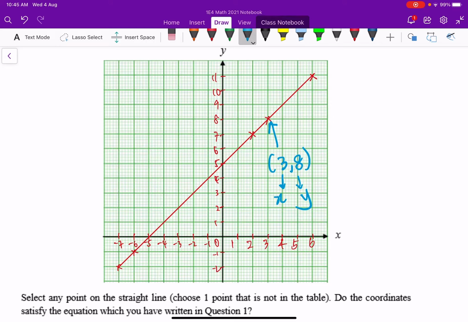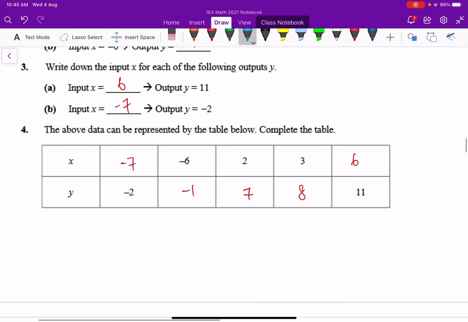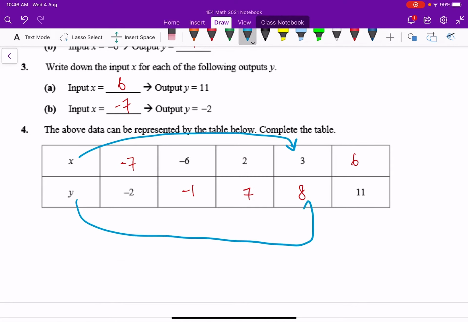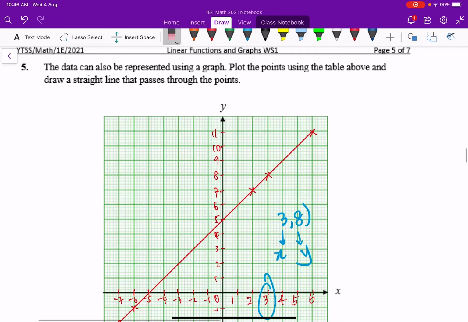Now, before you start drawing, can you move back to the previous page and look at this point? When x value is 3, my y value is 8. Then I go back to my table here. It's actually this. When my x value is 3, my y value is 8. So you must know how to plot a graph, okay? You need to know where to find the x and where to find the y axis.